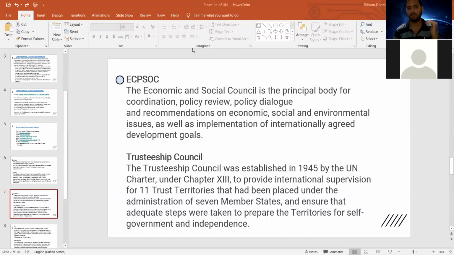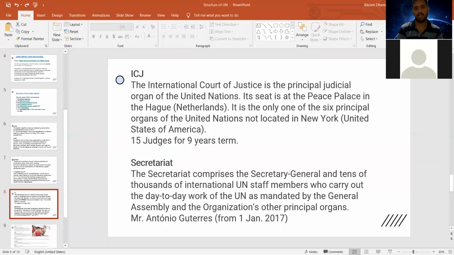Now this United Nations Trusteeship Council, one of the organs of the United Nations, is an inactive organ because there is no nation in a colonized form in the present world. So now we will move to the next slide, and we can see one of the main organs of the United Nations, the International Court of Justice, that is ICJ.